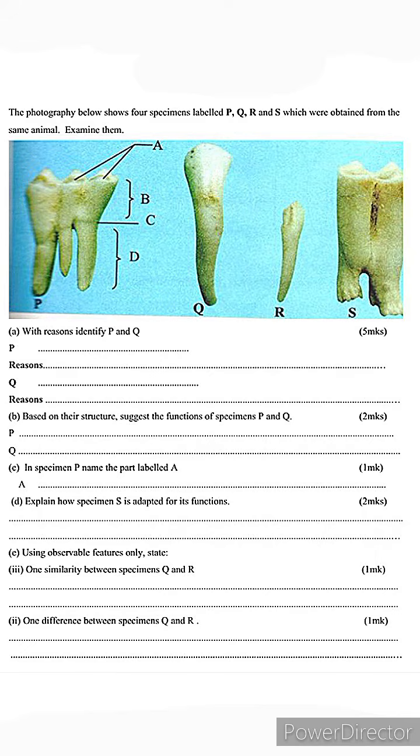Part A, with reasons identify P and Q. So P is the molar tooth. Reasons, number 1, presence of 3 roots, and also it has a wide surface which is ridged with cusps. Q, this is the incisor, and this is because it is chisel shaped.